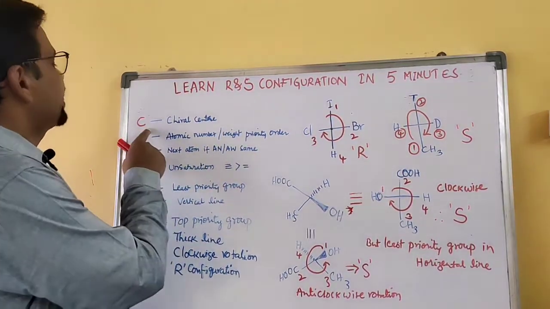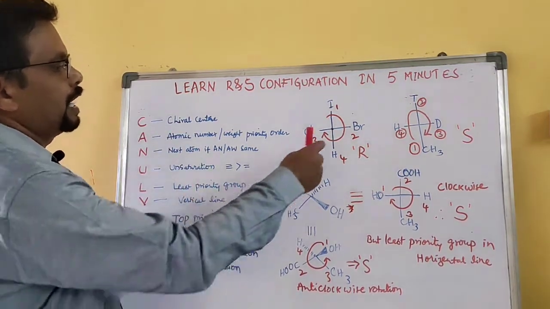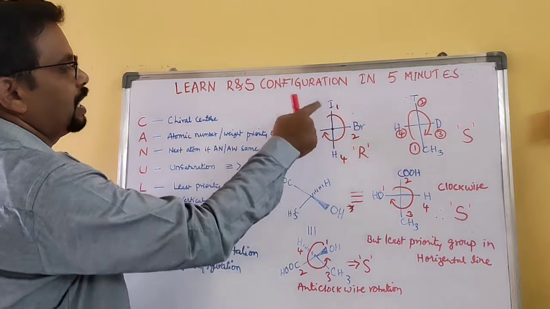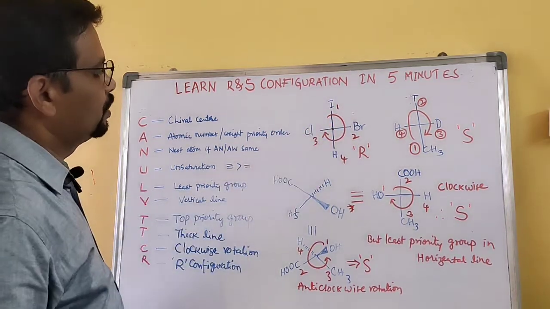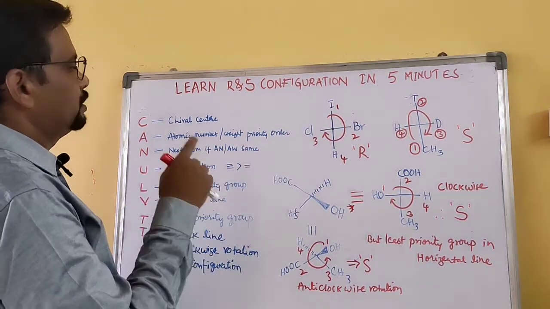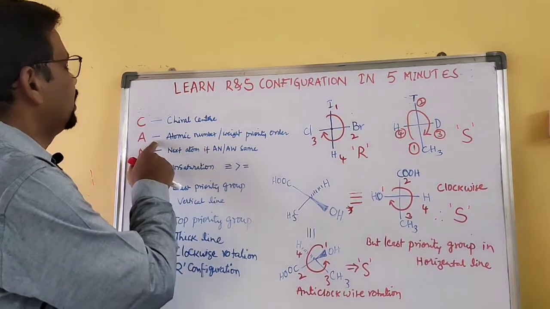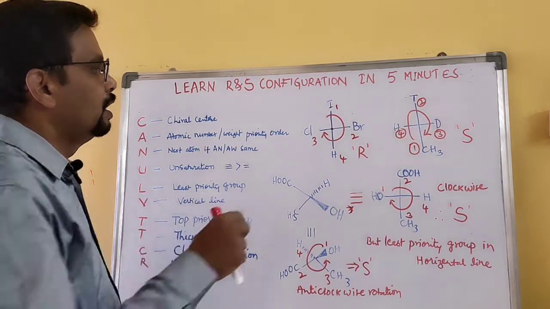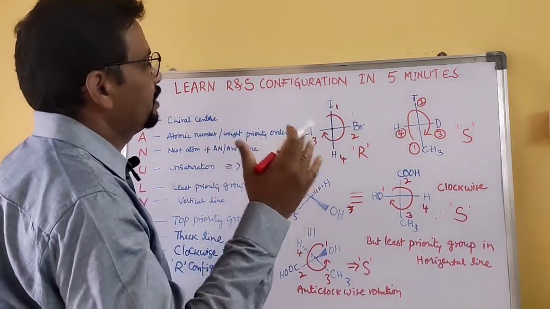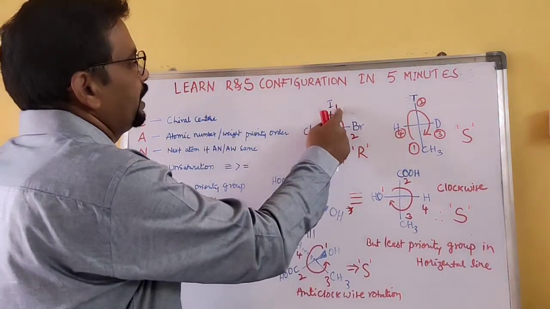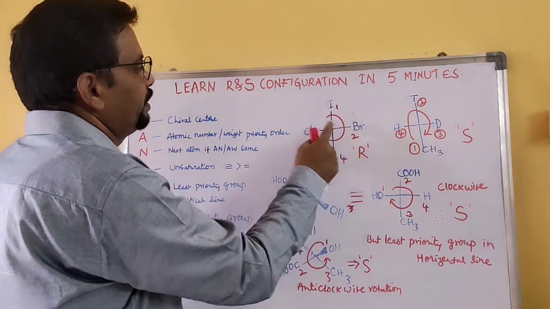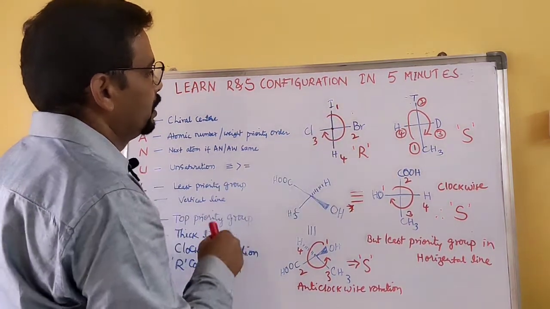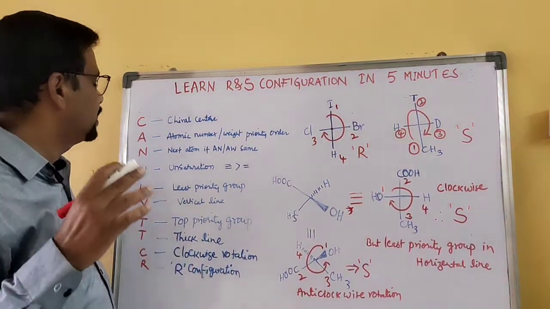Okay, C stands for chiral center. This is the chiral center, which has 4 different atoms surrounded by it. Just look for the chiral center, then look for the atomic number or atomic weight priority order. The higher the atomic number, the higher the priority. Iodine has a higher atomic number than bromine, then chlorine, therefore it gets first priority, then bromine, then chlorine. So that is the way you have to give priority order.